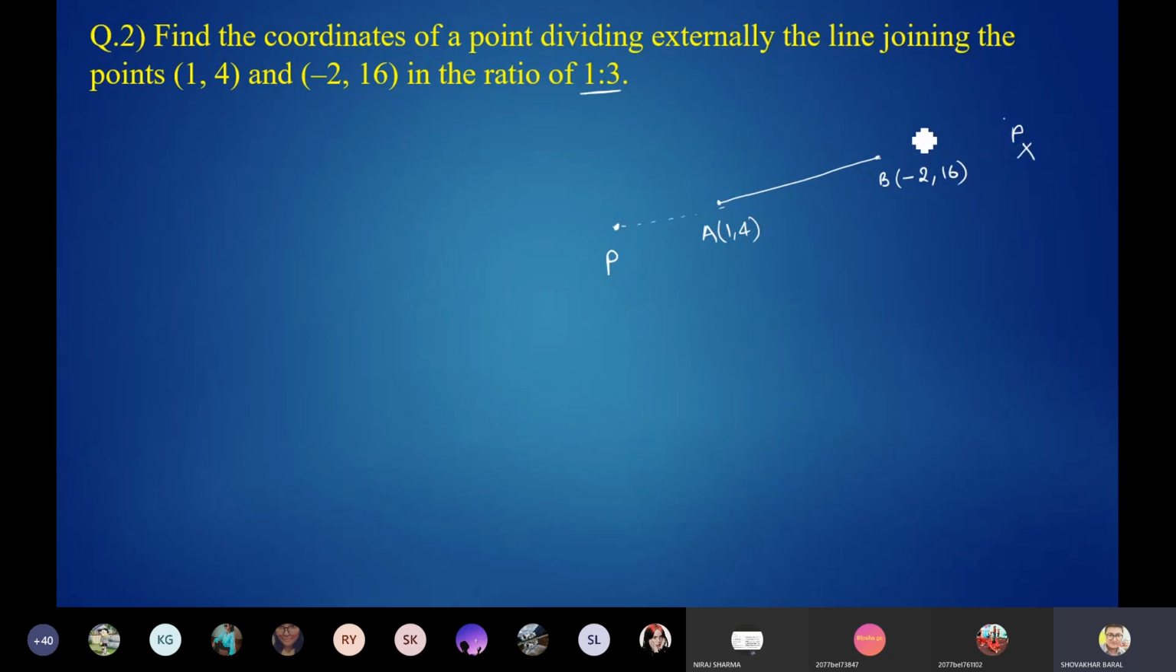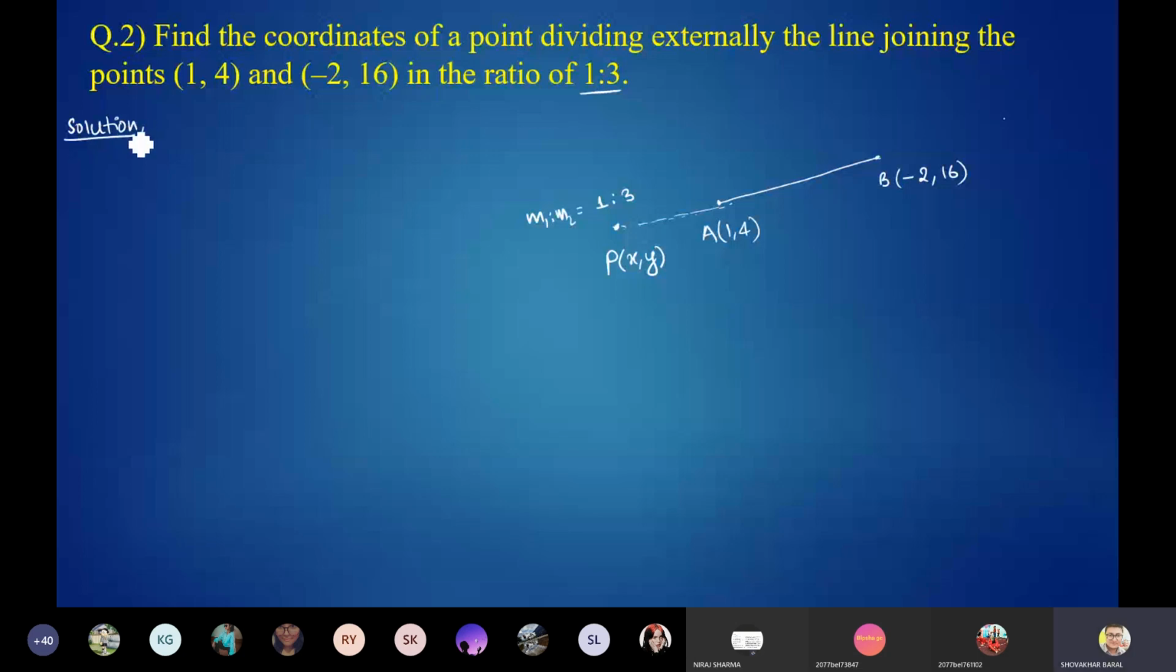You can solve the question without drawing the figure also, but if you draw the figure then pay attention in such things, okay. Because the ratio is 1:3, it is possible from here to here 1. PA is to PB is 1:3, so let me suppose the point is P x comma y and the ratio m1 is to m2 is equal to 1:3.